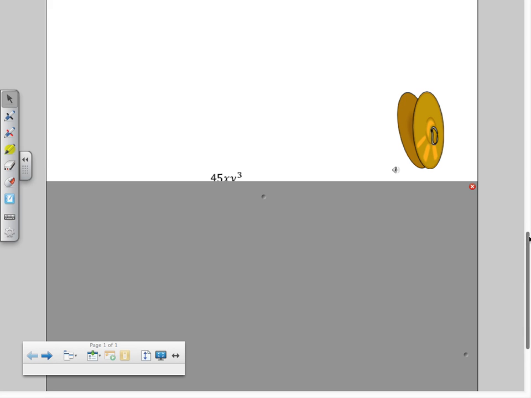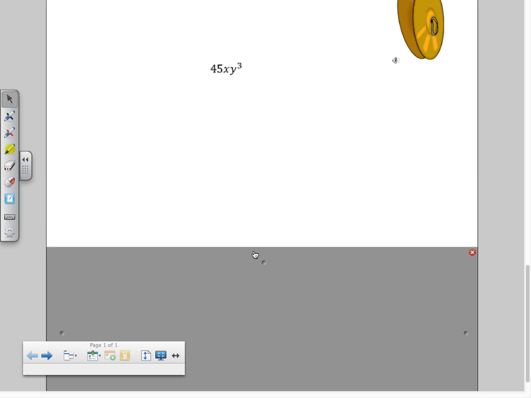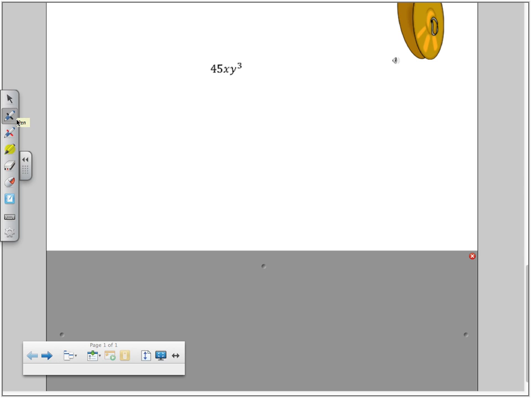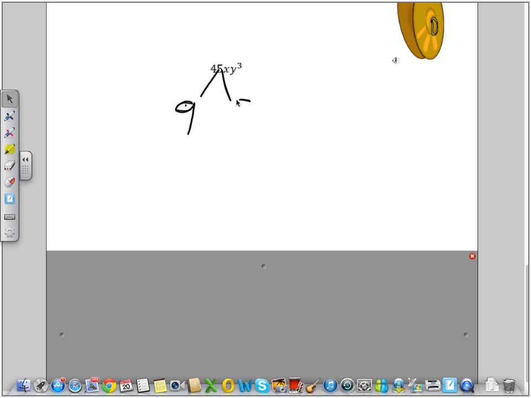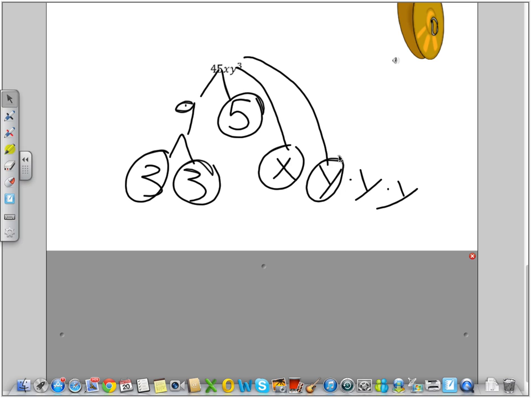Very exciting, I know. Okay, our last problem here is going to be 45xy to the third. So I'm going to go ahead and use my pen, and I'm going to take 45 and break it into 9 times 5. 5 is prime. 9 is 3 times 3, both of which are prime. And I'm going to write my x as x and my y to the third as y times y times y. Those are considered prime because you can't write them as anything but that or that times 1.